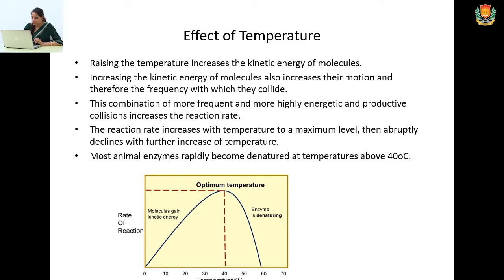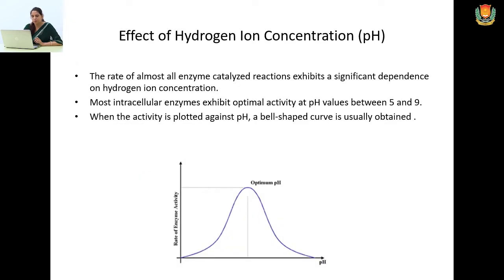The next factor after temperature is the effect of hydrogen ion concentration. Hydrogen ion concentration means the pH. pH is the negative log of hydrogen ion concentration. Hydrogen ion concentration plays an important role in our biological reactions, and the rate of reaction of any enzyme is drastically affected by a change in pH, because every enzyme shows its maximum catalytic activity at a particular pH.